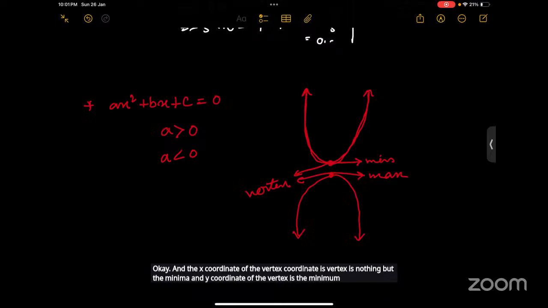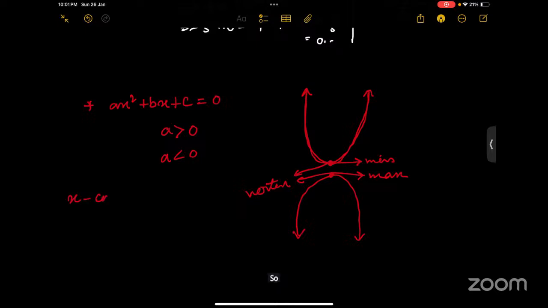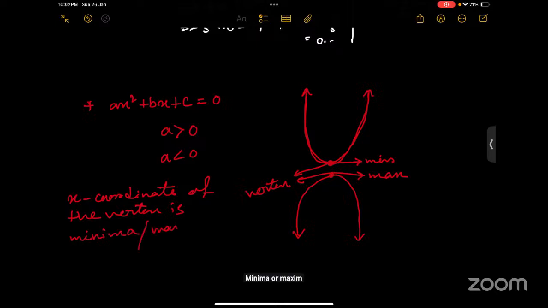Let me write it. The x coordinate gives the minima or maxima accordingly. And the y coordinate, you can take a screenshot of these notes.